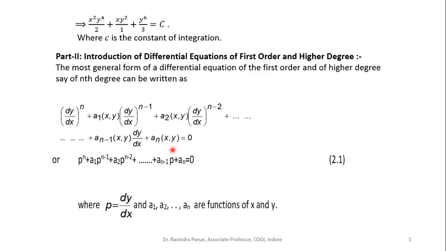Whenever you see this type of higher degree problem, that is, degree greater than 1, you put it into shorthand notation by applying the parametric technique p equal to dy by dx. Putting this everywhere, this gives p raised to n plus a1 of p raised to n minus 1 plus a2 of p raised to n minus 2 plus and so on plus an minus 1 of p plus an equal to 0. So this is the general form of a higher degree first order differential equation, which can also be written in shorthand notation as capital F of x, y, p equal to 0.